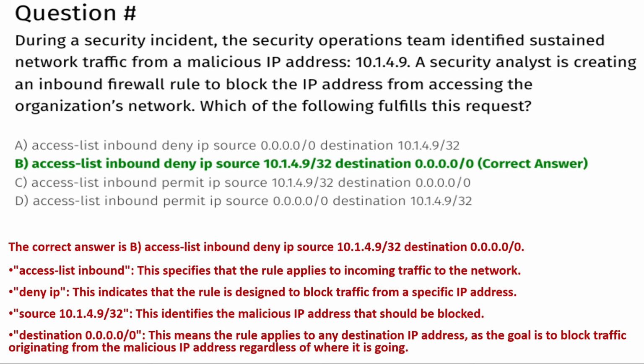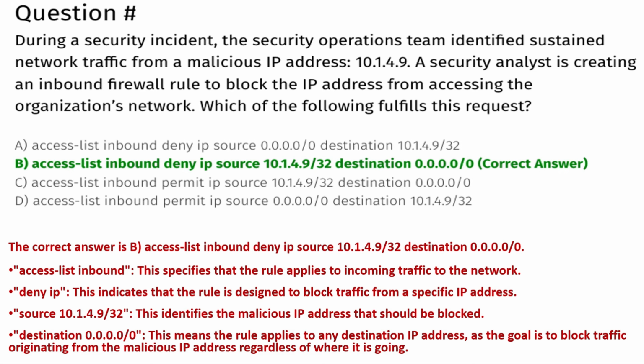Next question is, during a security incident, the security operations team identifies sustained network traffic from a malicious IP address 10.1.4.9. A security analyst is creating an inbound firewall rule to block the IP address from accessing the organization's network. So which of the following fulfills this request? Option A, access list inbound deny IP source 0.0.0.0/0 and destination IP is 10.1.4.9/32. Option B is access list inbound deny IP source 10.1.4.9/32 and destination IP is 0.0.0.0/0.